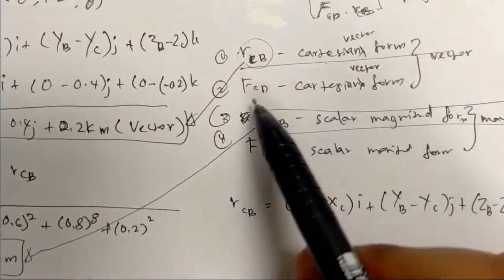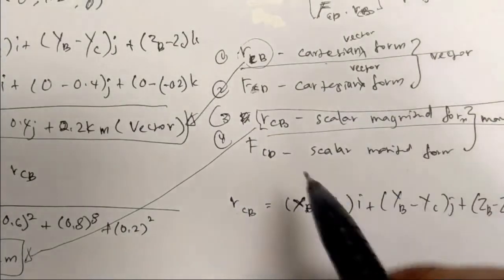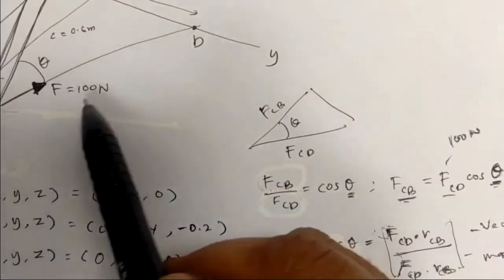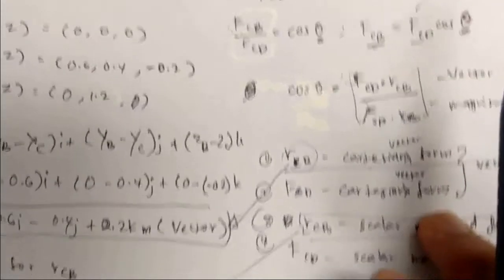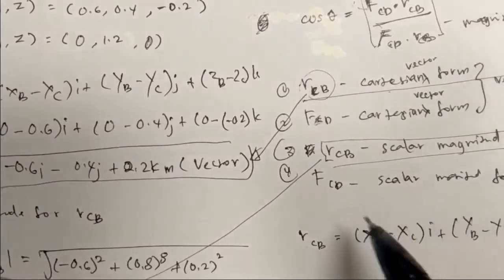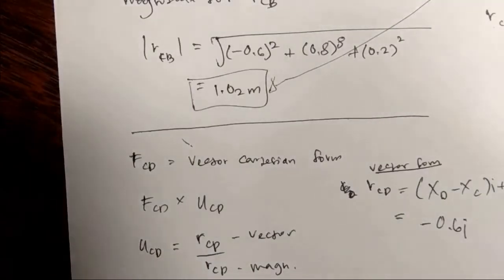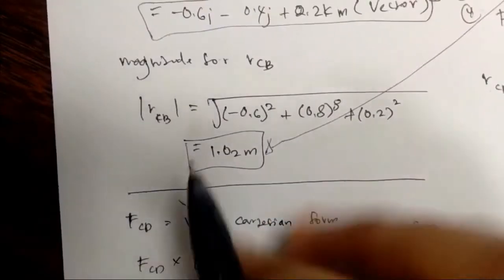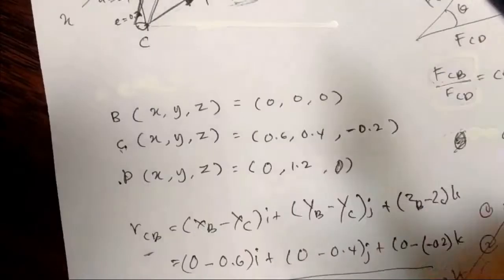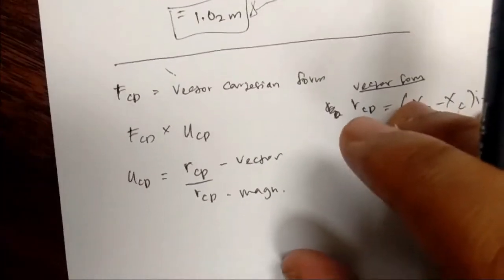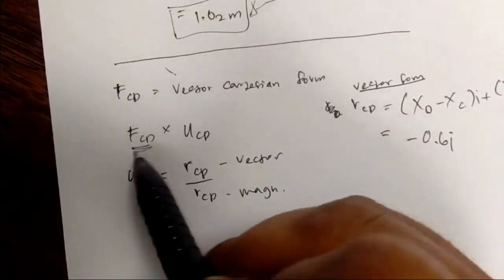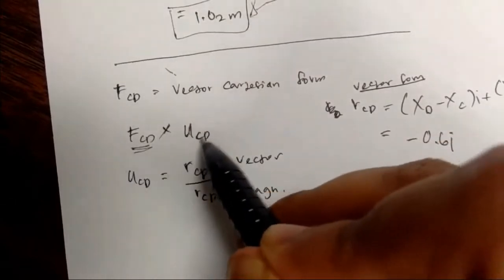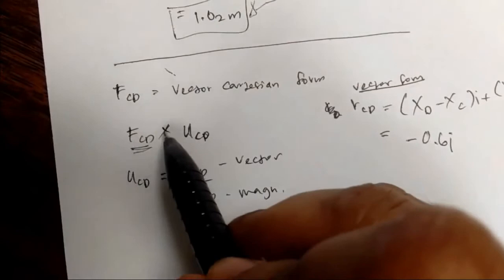Okay, next is to determine the Cartesian vector form for FCD. The one given is in the magnitude form. Okay, to change the scalar magnitude of F equal to 100 into the Cartesian vector form, you can use this formula: magnitude you multiply with the unit vector UCD. FCD you multiply with the UCD.